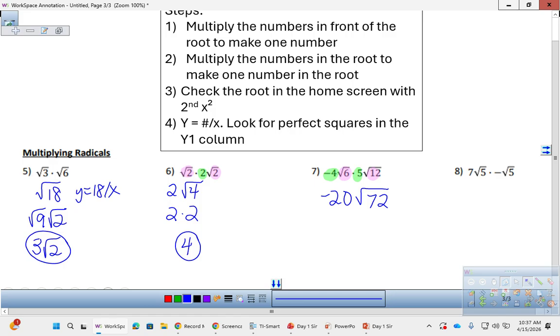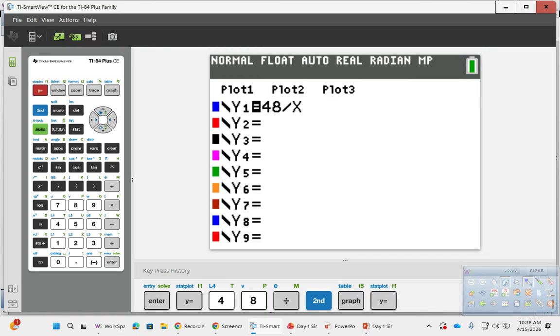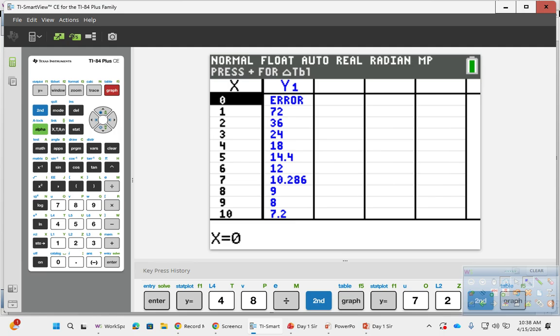Now that I have it as one root, I need to check it. I didn't have to do that here because the root itself was a perfect square. But here I'm going to have to check 72 for a perfect square factor. So I'm looking for a perfect square of 36. I'm going to go this way rather than this way. This way you're going to pick 4 and 18. But this way you're going to pick 36 and 2. 36 is the bigger perfect square.